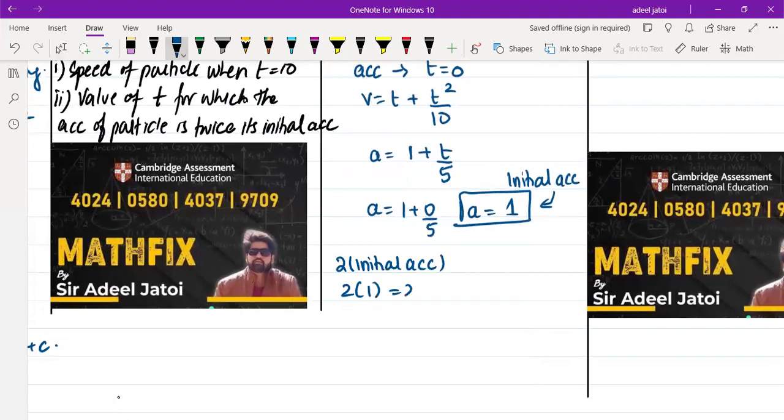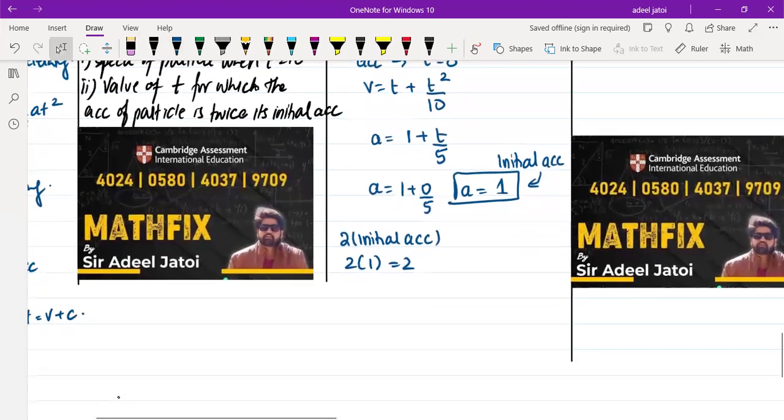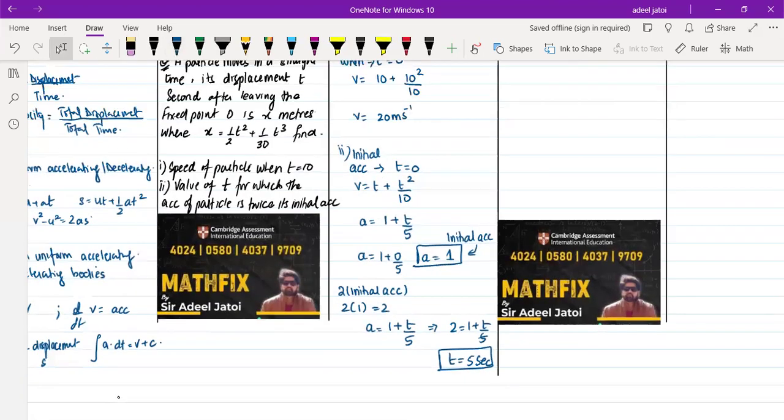So 2 times 1 becomes 2. 2 times 1 becomes 2. And we know this, that acceleration is equal to 1 plus t upon 5. So acceleration becomes 2 is equal to 1 plus t upon 5. Your t here becomes what? 5 seconds. So for part 2, the answer is 5 seconds.